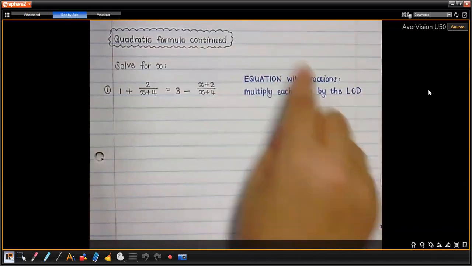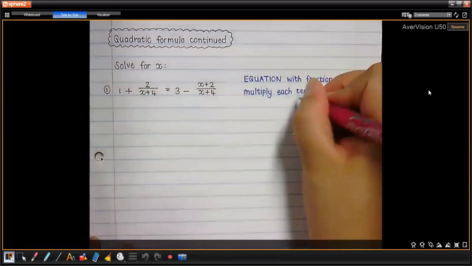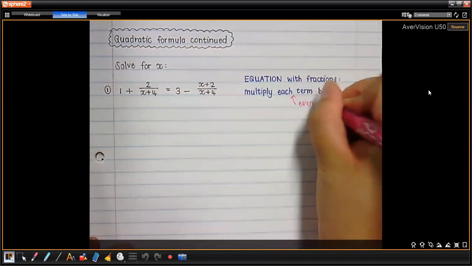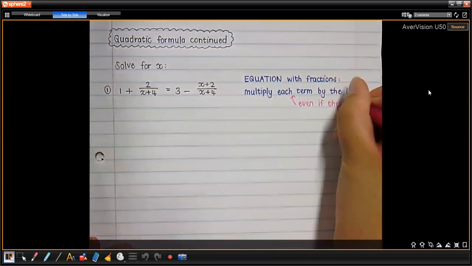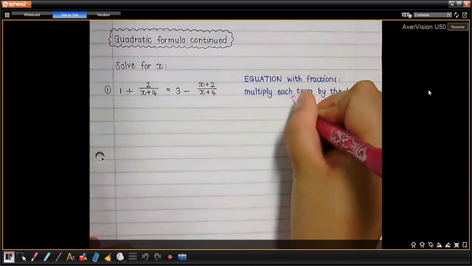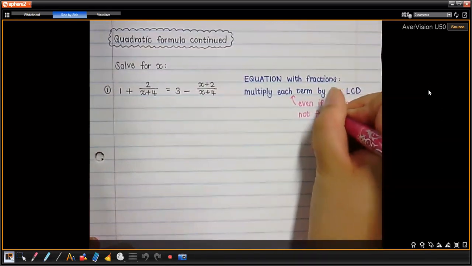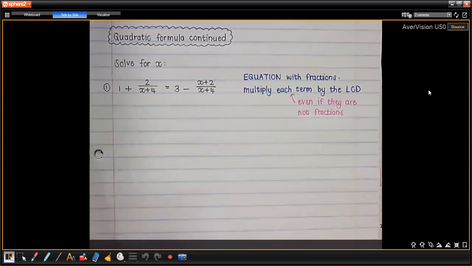Each term, every term, even if it's not a fraction. Maybe I should just add that. Each term, even when not fractions.